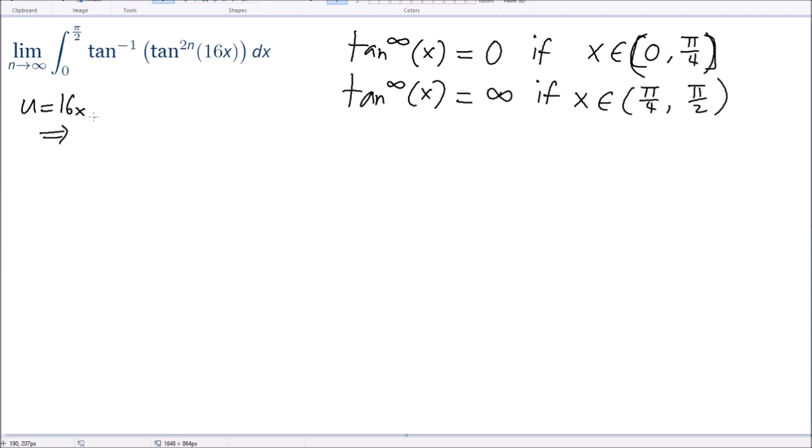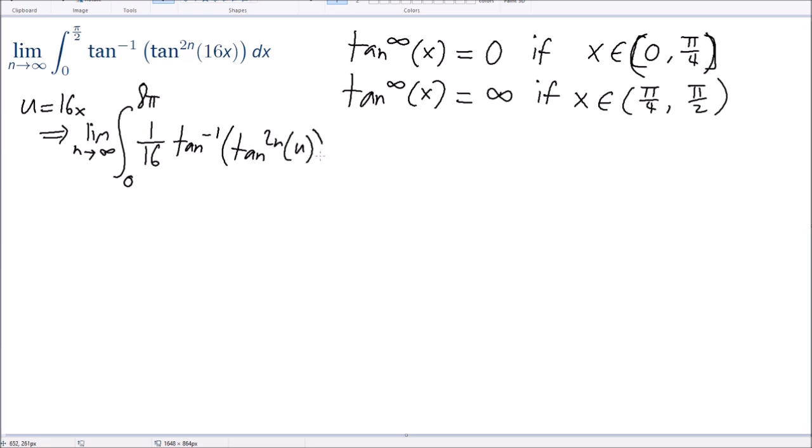It's gonna give me the limit as n approaches infinity from 0 to 8 pi. So it's not pi over 2, it's 8 pi now, which means now we're gonna have to split this a lot of times. We're gonna have to split it so many times. Well, it's not too tedious if you see a pattern here.